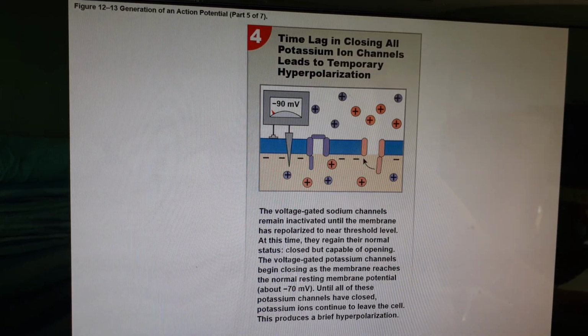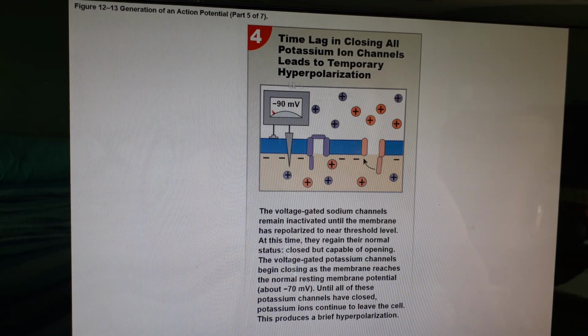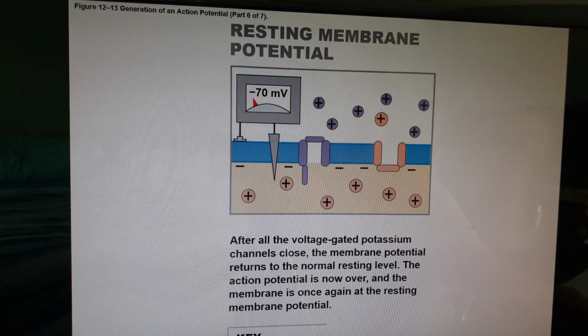So let's look at that, the time lag. So first, we're sitting at negative 90 or negative 70. Negative 90, that's the hyperpolarization. So the potassium channel will close at negative 90. Blop. That won't let any more potassiums leave. And now we have to move back. We're hyperpolarized. We have to go from negative 90, let the sodium-potassium pump run for a while, and get us back to negative 70 millivolts. So there we are. There's the resting membrane potential.